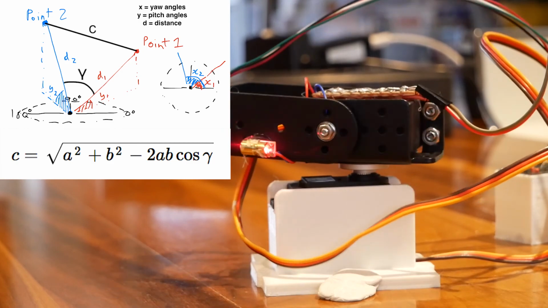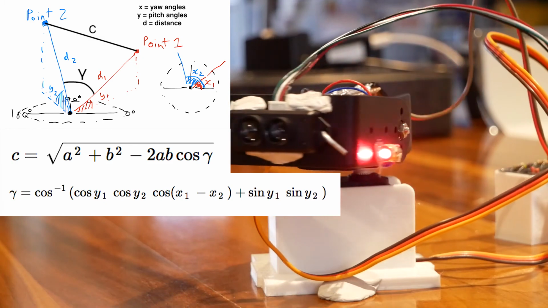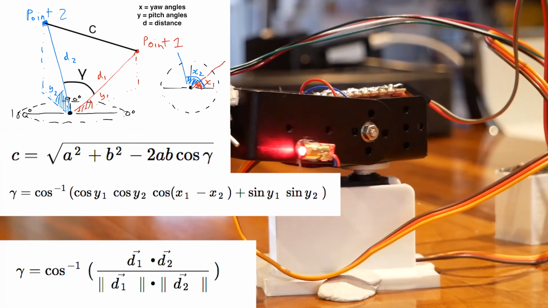Here, the law of cosines calculates the distance between the objects using the distances and angle between the 2 points, which is calculated using this formula derived from the original angle between two vectors equation.